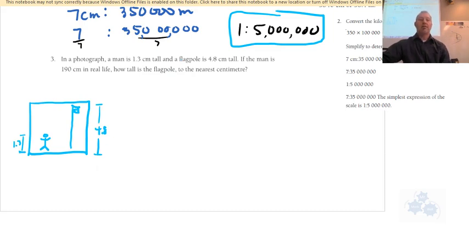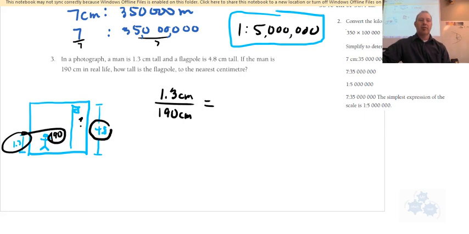Well, you know what? We have a proportion here now. This man is actually 190, right? And we don't know how tall the flagpole is. So you could make a ratio. You could go model to actual. That's usually what we do. So you have 1.3 centimeters to 190 centimeters, and that's going to be the same ratio as the flagpole to its actual height. So remember the model on top and the actual on the bottom.